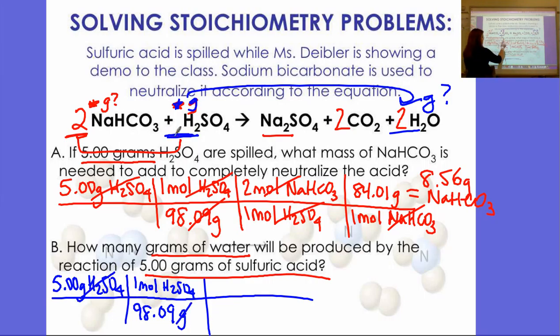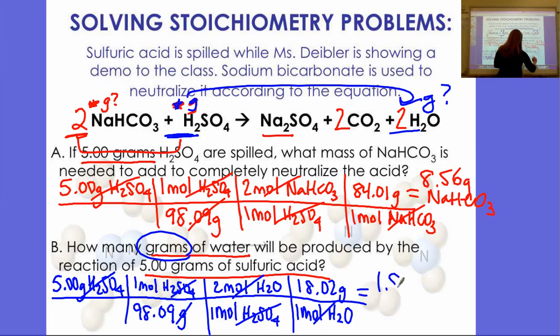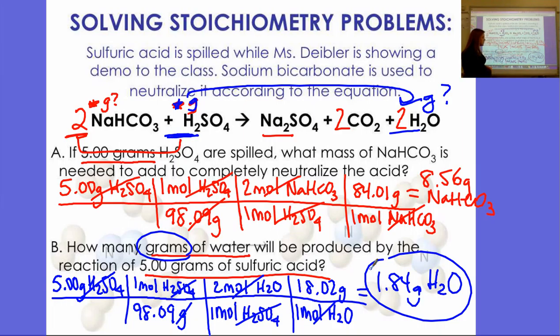Now I need my mole ratio, which is 1 mole of H2SO4 gives me 2 moles of water. But it didn't ask for moles of water, it asked for grams. So 1 mole of H2O is 18.02 grams. Moles cancel with moles. I'm in grams of water. It took me 3 steps. If you calculate that, I get 1.84 grams of water. So those are stoichiometric calculations.